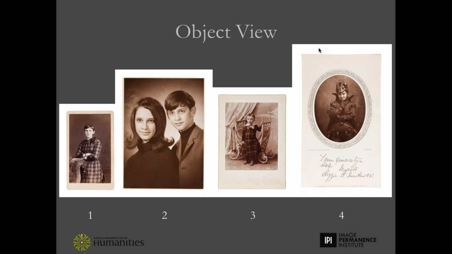Object 3 is mounted to a card mount, but it's not a cabinet card, it's slightly smaller. These cream mounts with the decorative edges and the mounts of varying sizes were popular in the late 19th century. This information, combined with the child's outfit, suggests 19th century, but maybe late 19th century. The 4th object shows a person in costume, which makes it difficult to judge a date. It's mounted to a thick piece of paper.